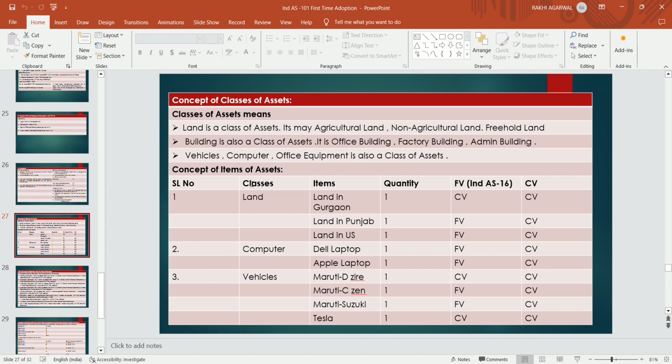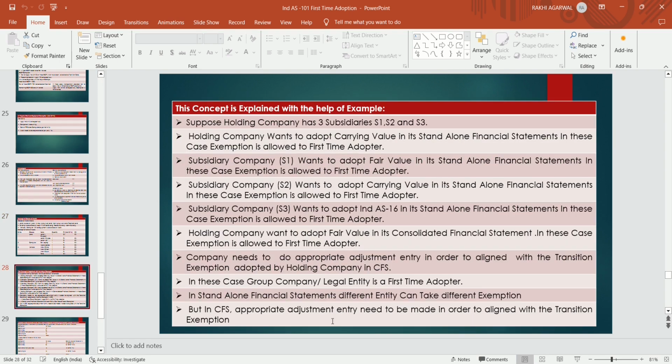But in carrying value exemption, you have to apply the carrying value approach to all the items. Pick and choose option is not available. Now this concept is explained with the help of an example. Suppose there is a holding company with three subsidiaries, S1, S2, S3. The holding company adopts carrying value in its standalone financial statements, and this exemption is available to the first time adopter. They can adopt any value, any approach, any exemption they can avail.